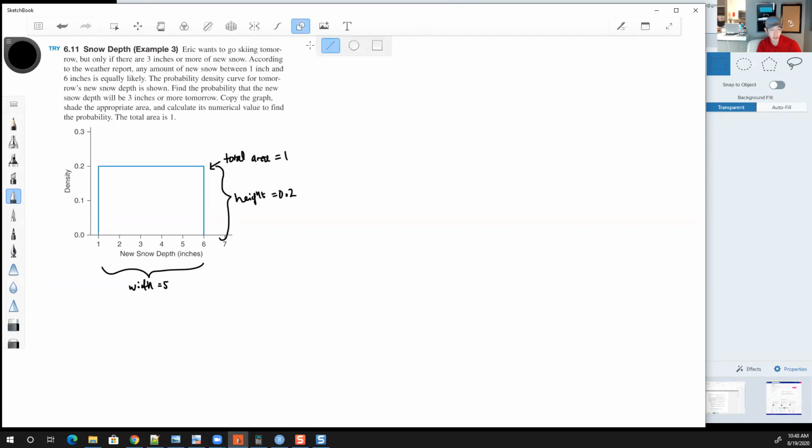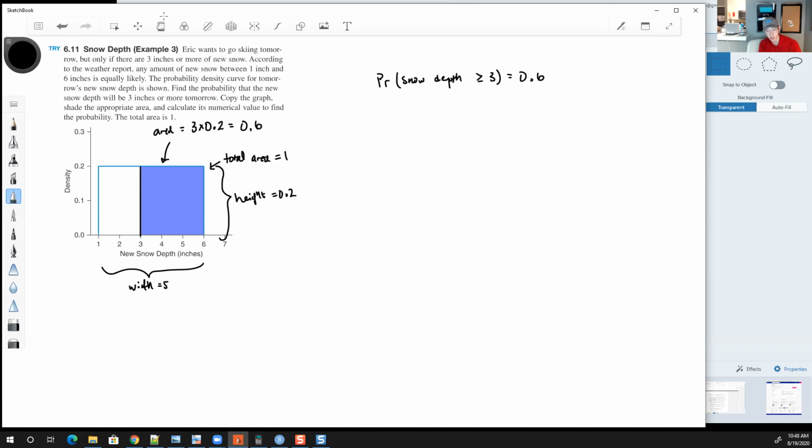Okay, so I'm going to go ahead and draw a line right here. Okay, and we want the area to the right now. Will this even work? Oh, look at that, it did. Okay, so what is this area? This area has a width of 3 and the height is 0.2. So the area is going to be 3 times 0.2, which is equal to 0.6. Okay, and so the probability that the snow depth is greater than or equal to 3 is going to be 0.6.